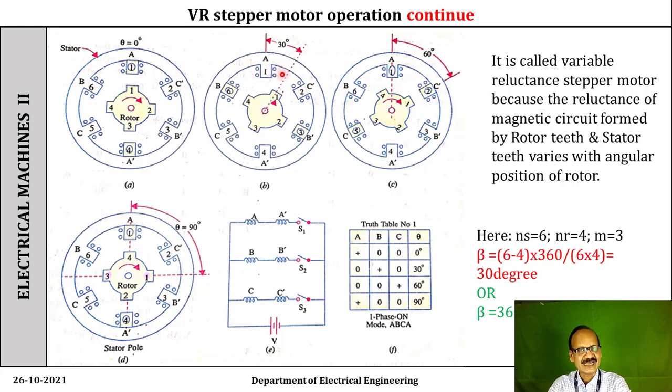Okay. Now let us switch on the switch S3, keeping S1 and S2 open. That is, the coil C and C dash is excited. Now look at this. If the coil C and C dash is excited, what will happen? The nearest stator poles 2 and 5 get excited and produce the north pole and south pole. What will happen? The rotor teeth 1 will be attracted towards 2, and the rotor teeth 1 and 3 will get aligned with stator teeth 2 and 5, which is shown here.